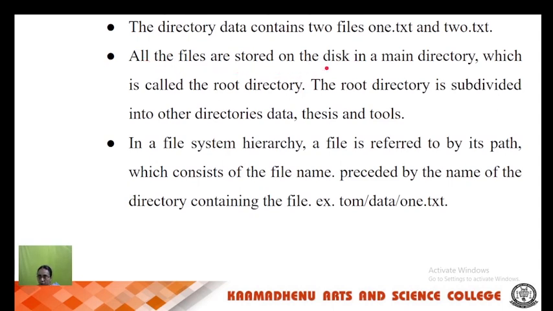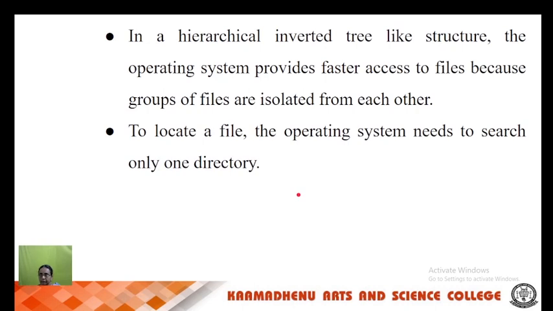All the files are stored on the disk in a main directory, which is called the root directory. The root directory is subdivided into other directories called data, thesis and tools. In the file system hierarchy, a file is referred to by its path, which consists of the file name preceded by the name of the directory containing the file. For example, tom/data/one.txt. Tom is the root directory, data is the subdirectory, and one.txt is the name of the text file.